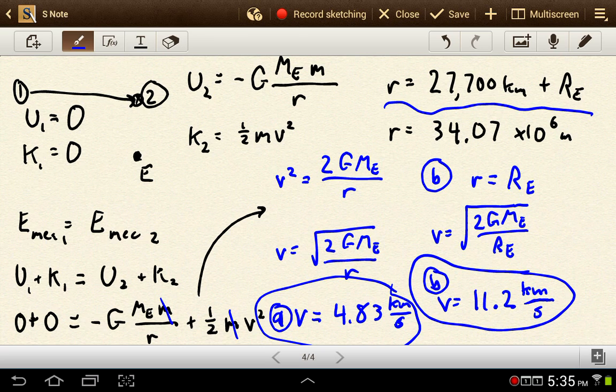I think that means basically almost any asteroid that hits Earth is going to be going just about that speed, give or take a bit if it had a little bit of kinetic energy. But interesting little fact. Anyway, that is problem 3 for you.